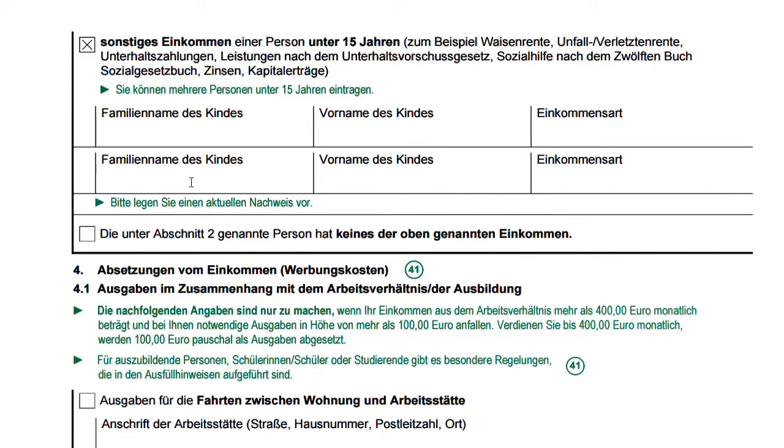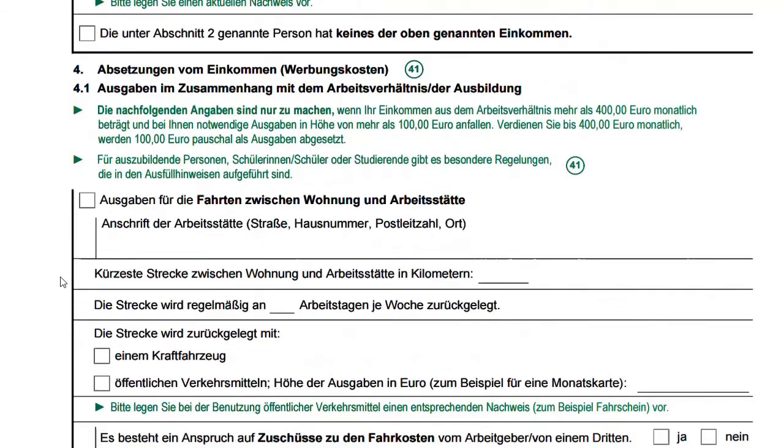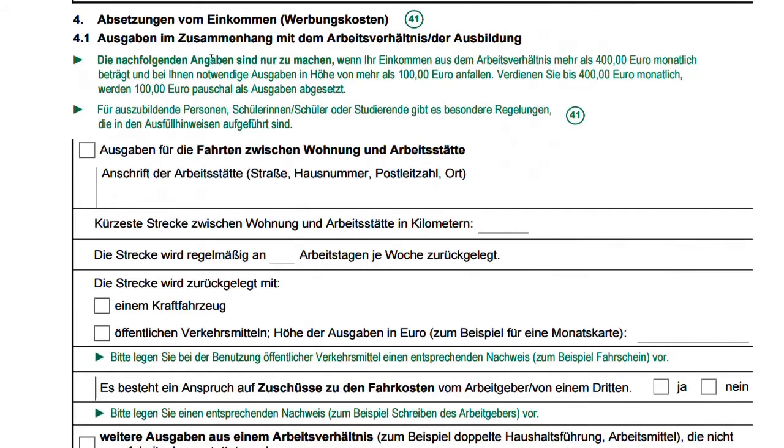Similarly, you write the information about the second child here. And you should also send a current proof about it to the Job Center. If the person mentioned in part 2 of this attachment has none of the incomes mentioned above, you mark here with a cross. Part 4 is about the deductions from income or income-related expenses.